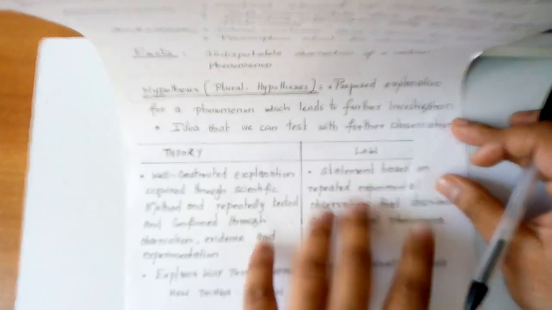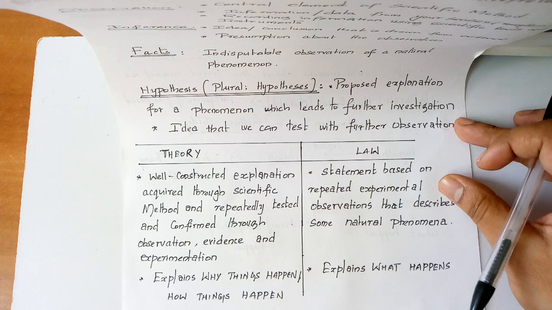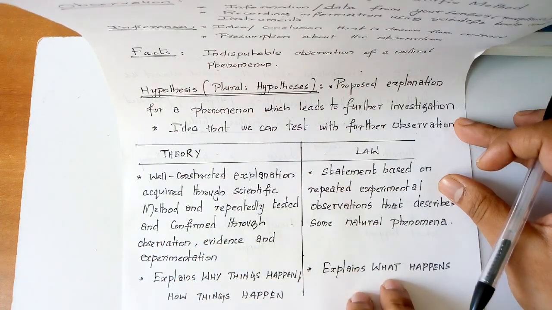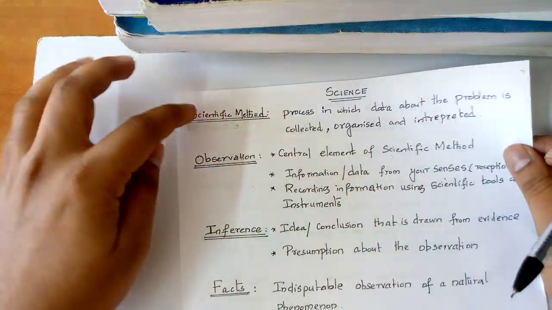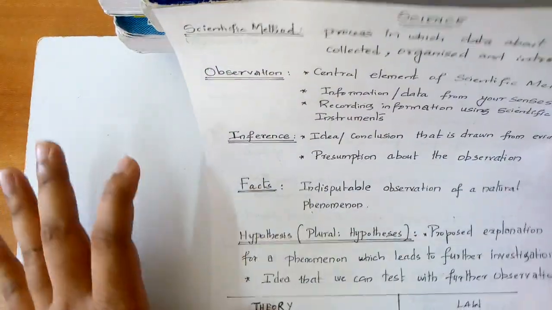And we come to the law of gravity, which will tell you what happens if you throw some stone out of the window, whether it will fall to the ground or not. It will be explained by the scientific law. Hope you can understand it very clearly. These are the common terms: scientific method, observation, inference, fact, hypothesis, theory, and the law.